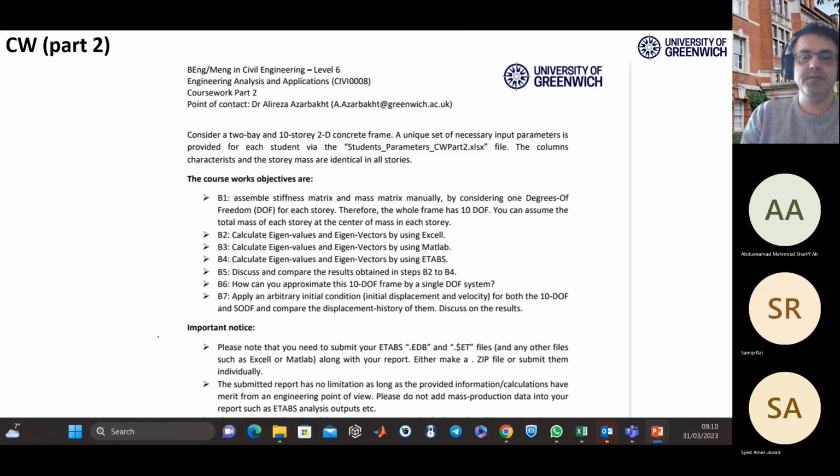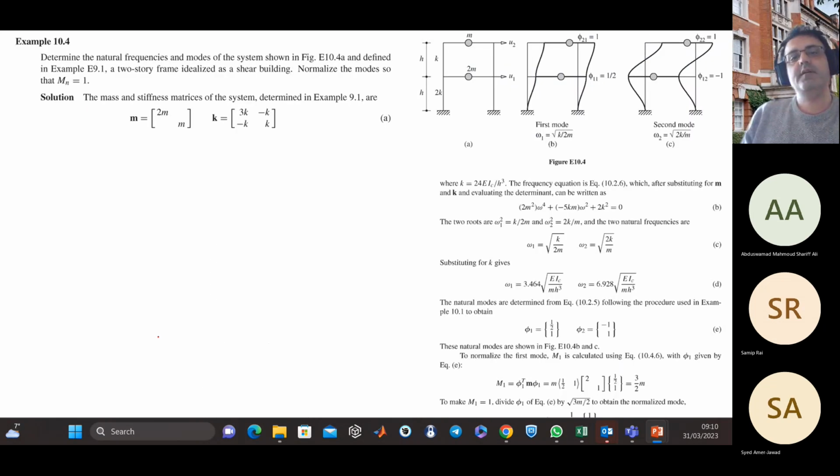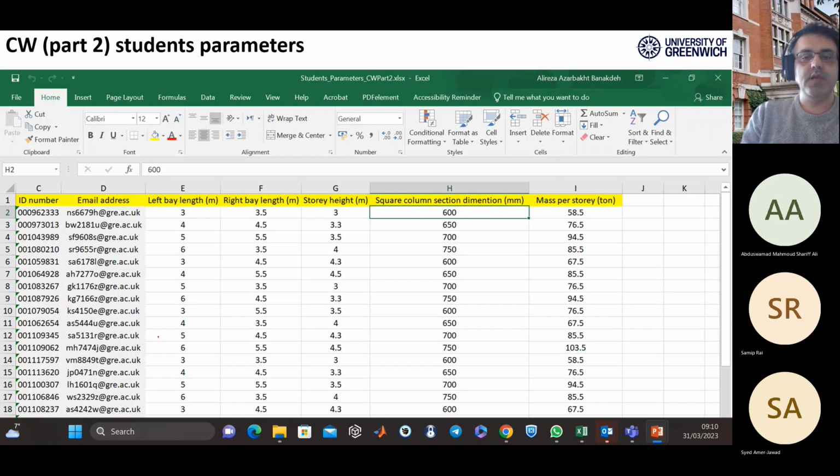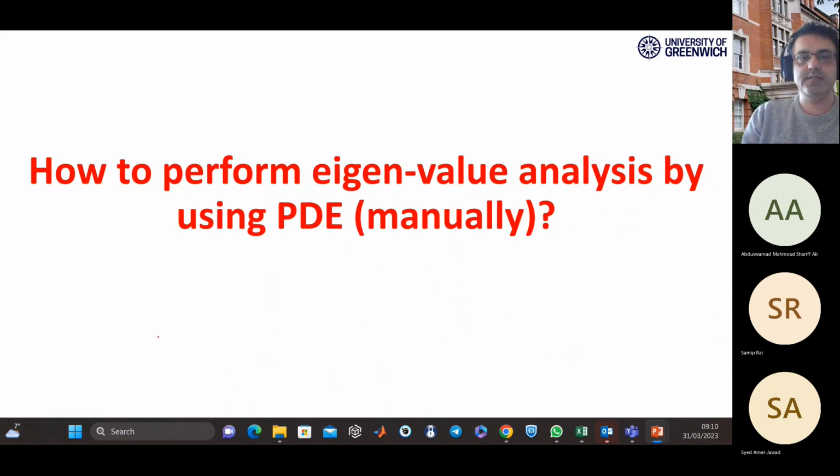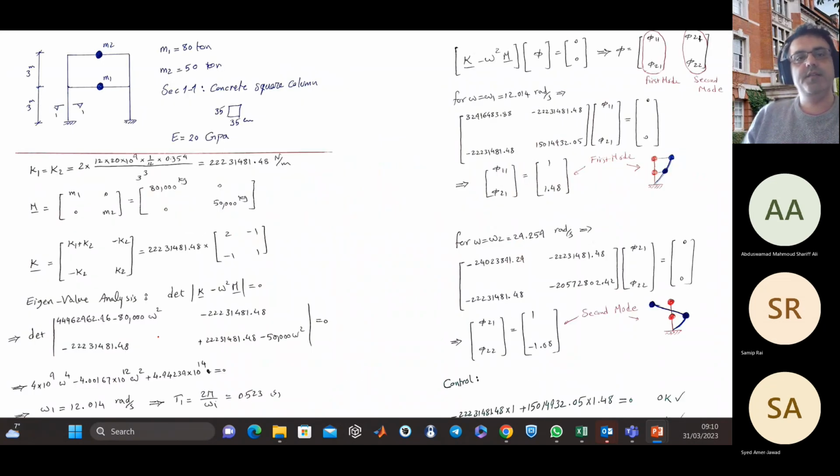For this purpose, we have an example of eigenvalue analysis in example number 10.4 in the book, and it is parametric somehow. However, I changed this example to a numeric one. I will get back to the coursework later on. This is the example I've gone through in those pre-recorded videos.